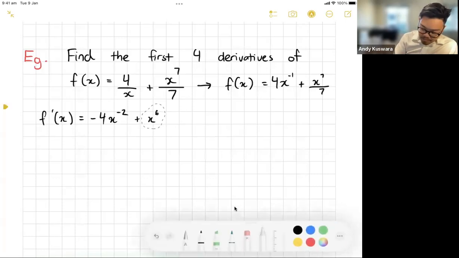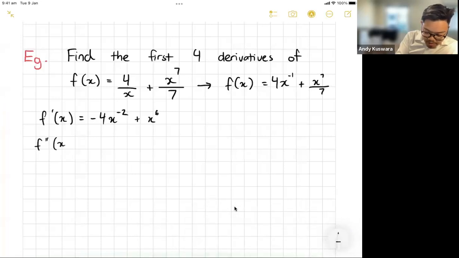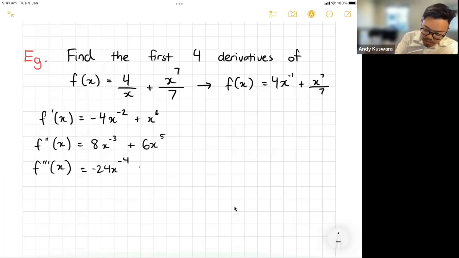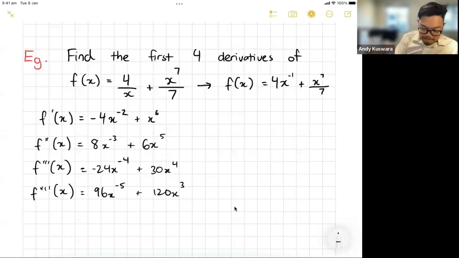Pause it, try it. Okay, hopefully if you paused it, now your f double dash x should be positive 8 x to the minus 3, but now I'm plussing by 6 x to the 5. Okay, now my third one, f triple dash, this should become minus 24 x to the minus 4. And this should become plus 30 x to the 4. And my fourth derivative, so just 4 dashes, should be 96 x to the minus 5 plus 120 x to the 3. Okay, that's it.